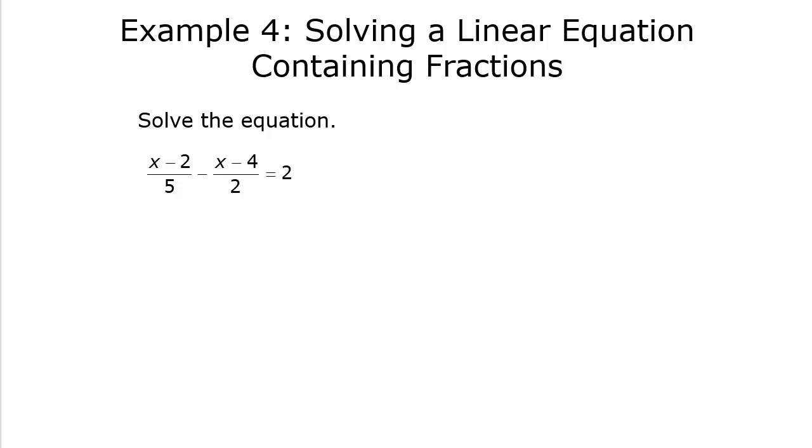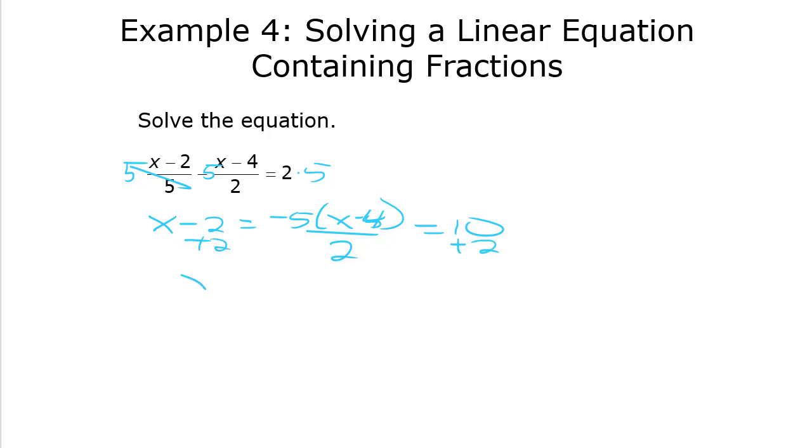How about another example where we've got these big ugly looking fractions? Well, it doesn't matter how ugly the fractions are, as long as we've got fractions, it's the same darn technique. I'm going to start with the largest one, multiply everything through by 5. The 5 is going to cancel this, and we're going to be left with x minus 2. Then this one, I'm just going to get -5 times x minus 4 all over 2. That doesn't help me yet. And that's a 10. Again, I can add the 2 over here to clean it up.